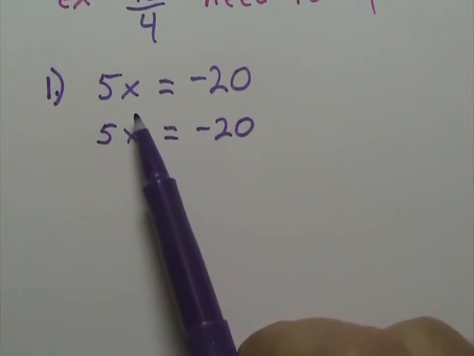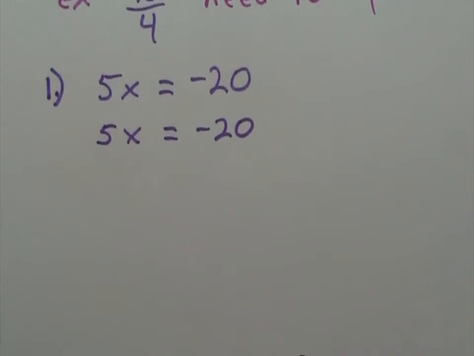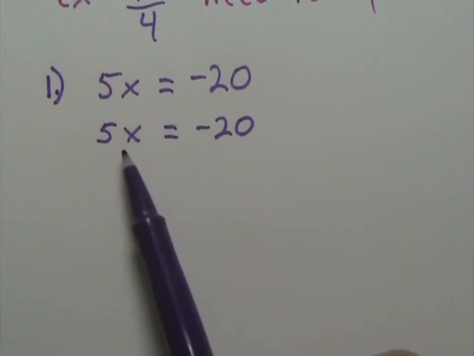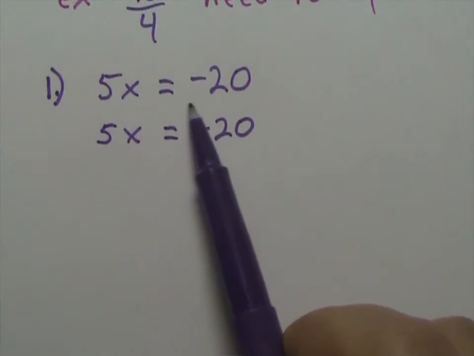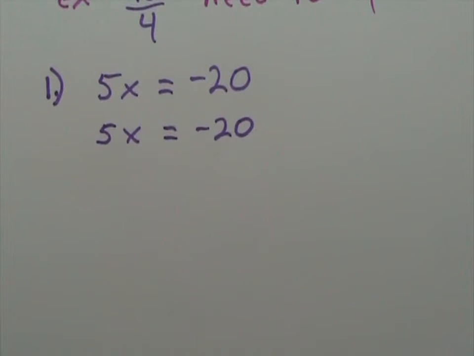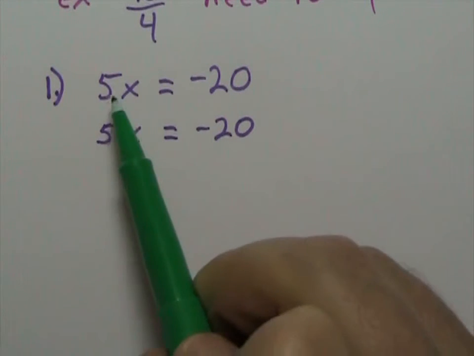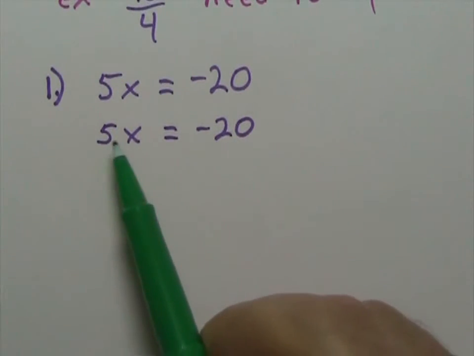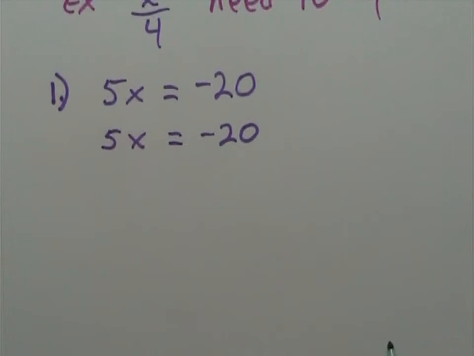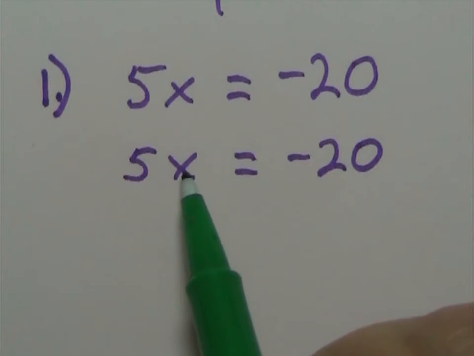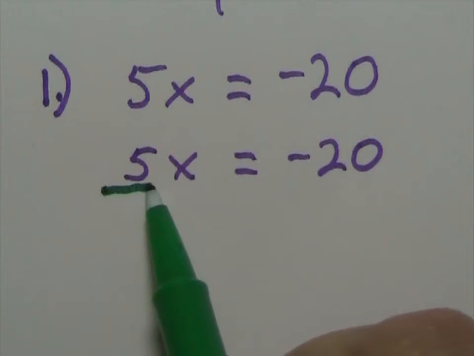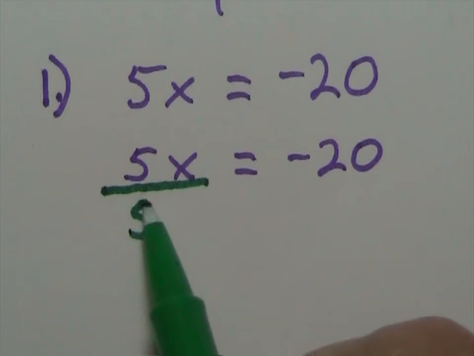Okay, here's our first example. By the way, I'm going to put 3 of them going across. So I wrote the problem, and then I'm writing the problem again so we can show what to do with it. So I'm writing the problem twice. So this is 5 times x equals -20. All right, so I want to do the opposite operation. So if it's times, I want to divide. Divide by that number, 5.